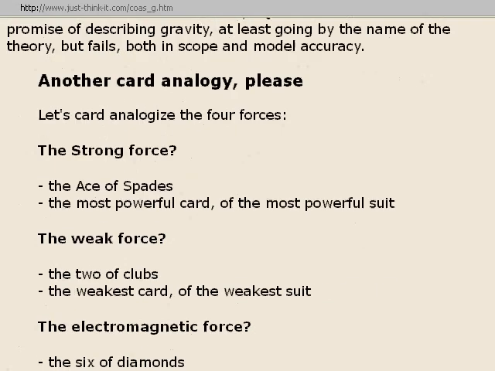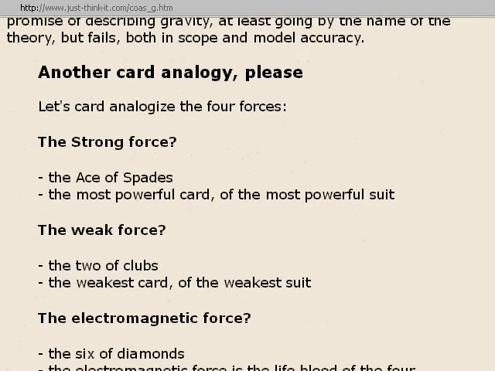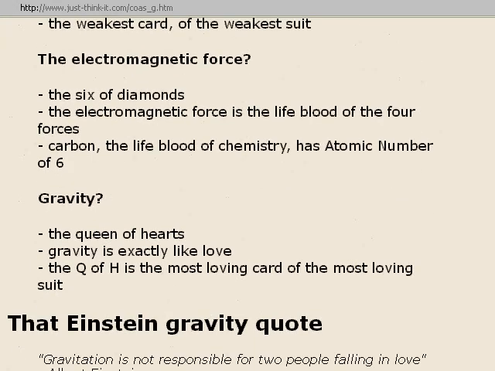Another card analogy, please. Let's card analogize the 4 forces. The strong force? It's the ace of spades, the most powerful card of the most powerful suit. The weak force? The 2 of clubs, the weakest card of the weakest suit. The electromagnetic force? How about the 6 of diamonds? The electromagnetic force is the lifeblood of the 4 forces. Carbon is the lifeblood of chemistry, and it has an atomic number of 6.